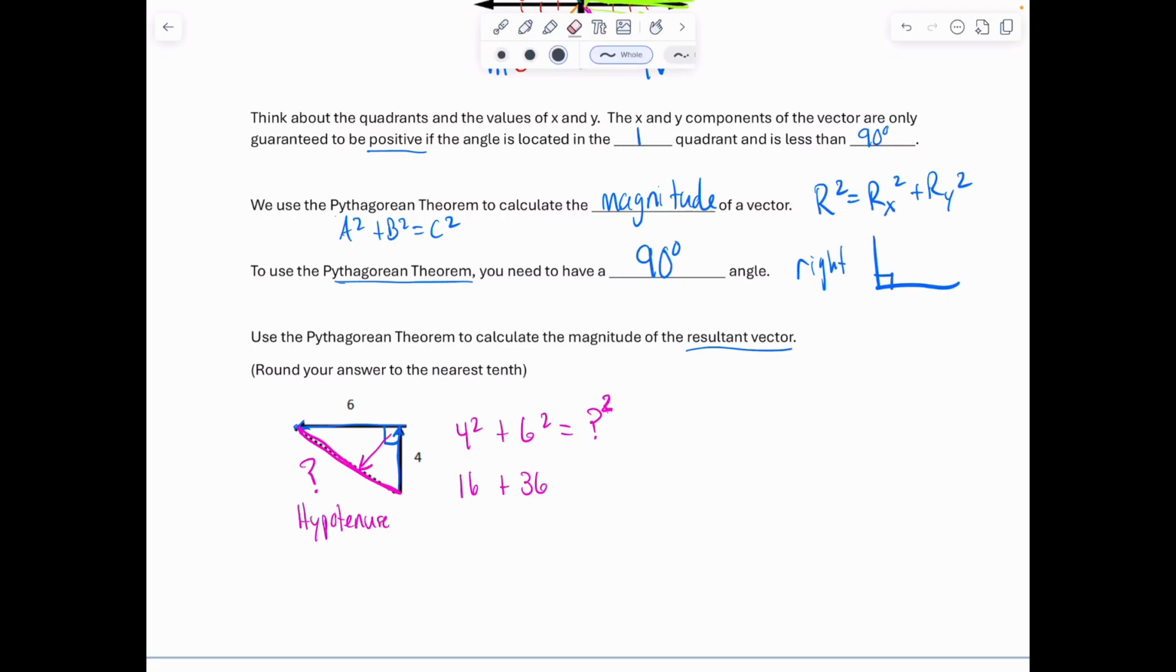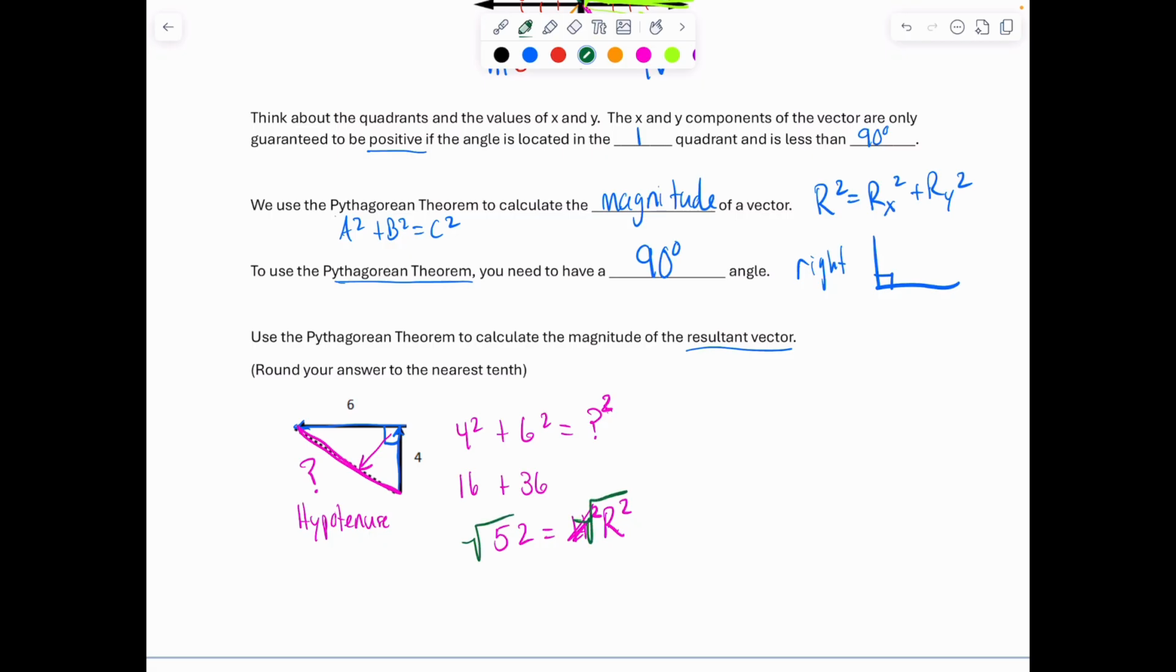Now 52 is equal to our hypotenuse squared, right? Or we might call it our resultant vector squared, however you want to think about that for your formula. But I don't leave it as r squared. I need to make sure I take the square root of both sides in this case.